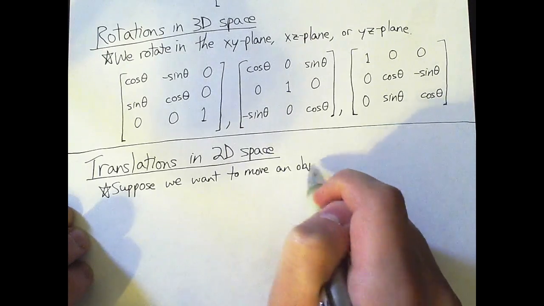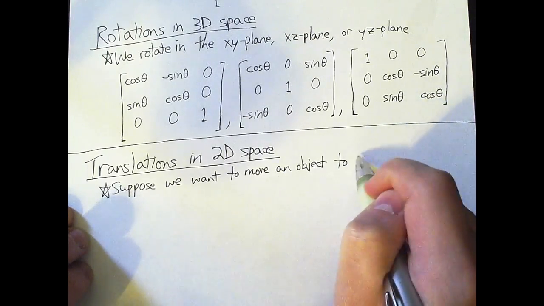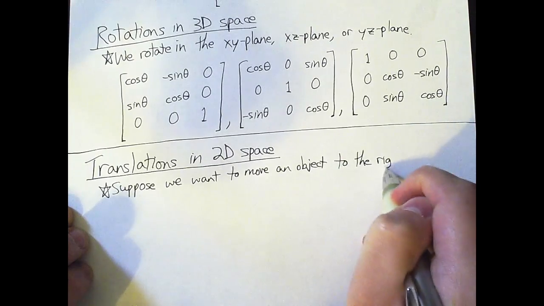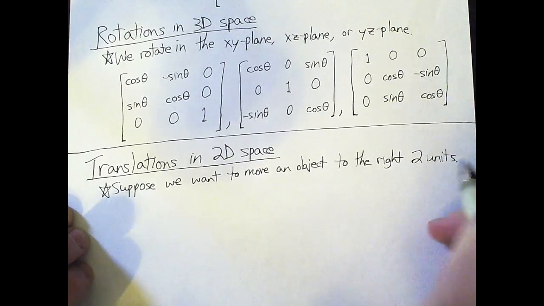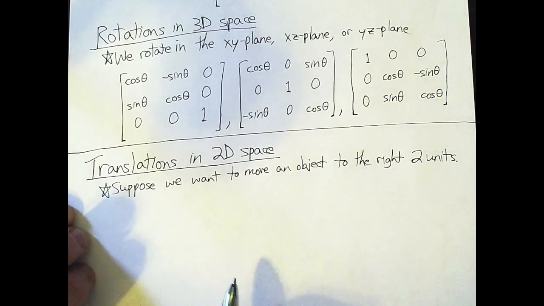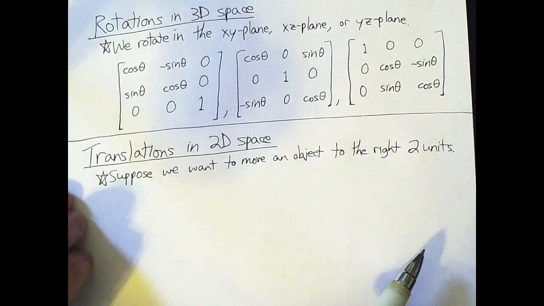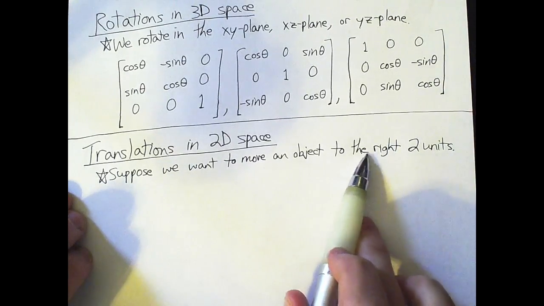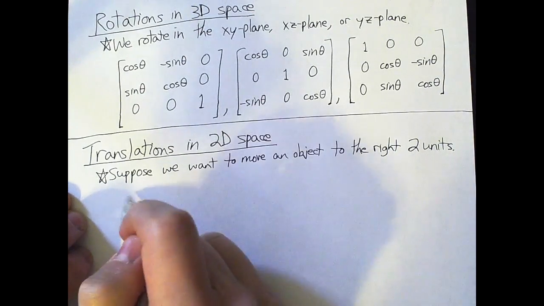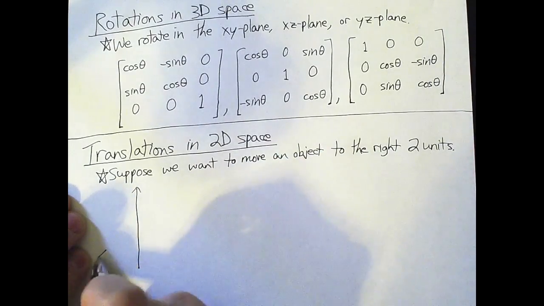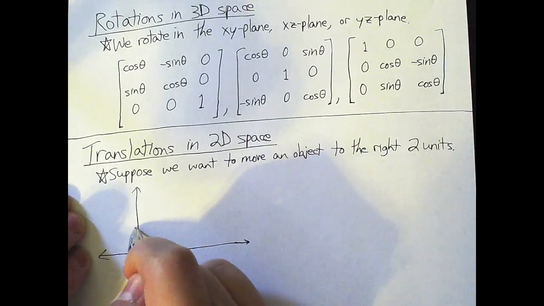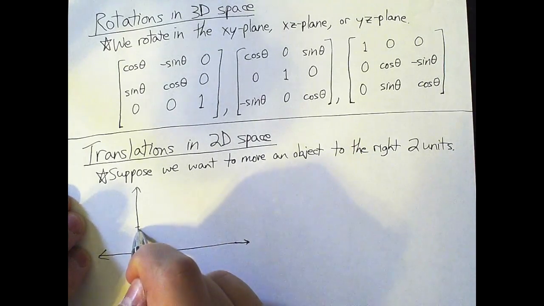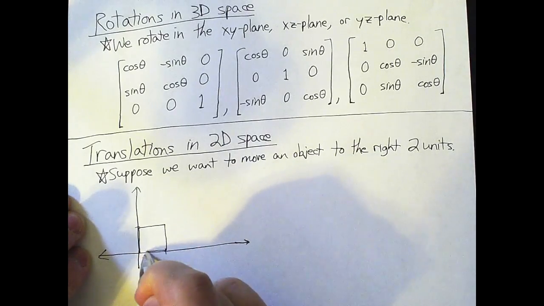So let's suppose we want to move an object to the right. Well, maybe to the right is not very precise. Maybe I should say in the positive x direction. Anyway, we'll draw a picture of the xy plane, and we'll move it in the positive x direction 2 units. So again, my example object is going to be in quadrant 1. It's going to be a box or a picture.